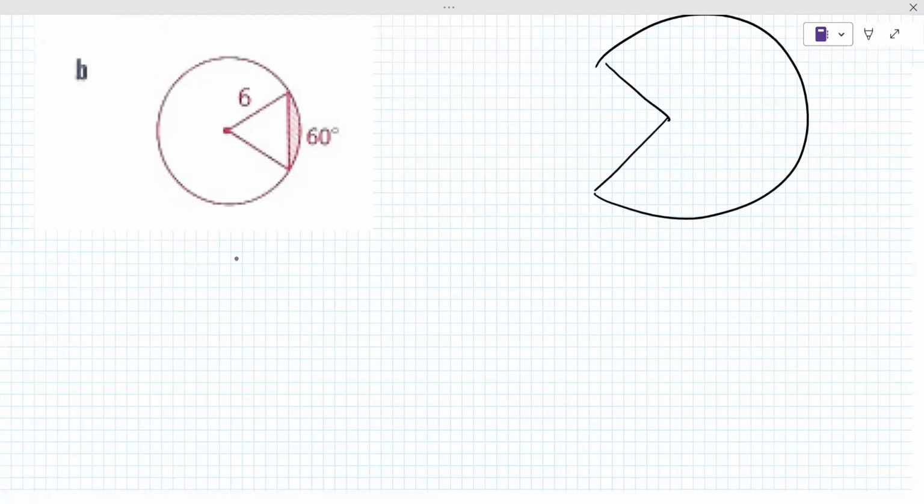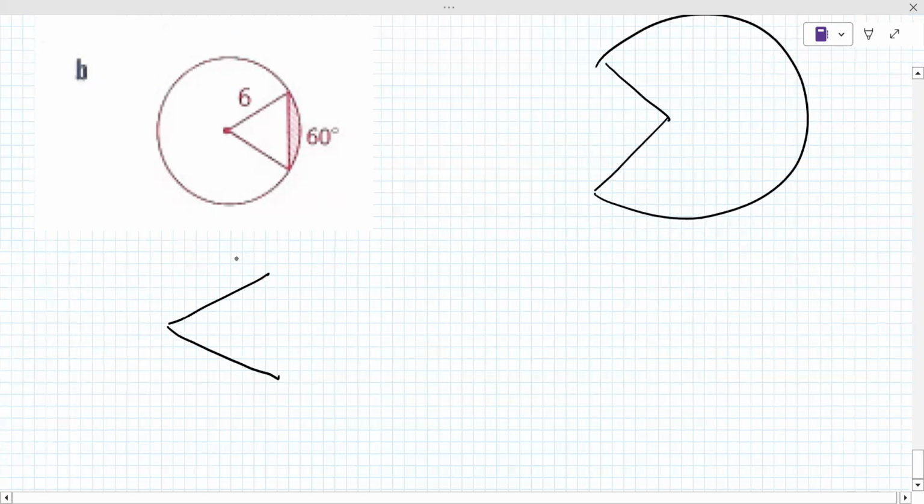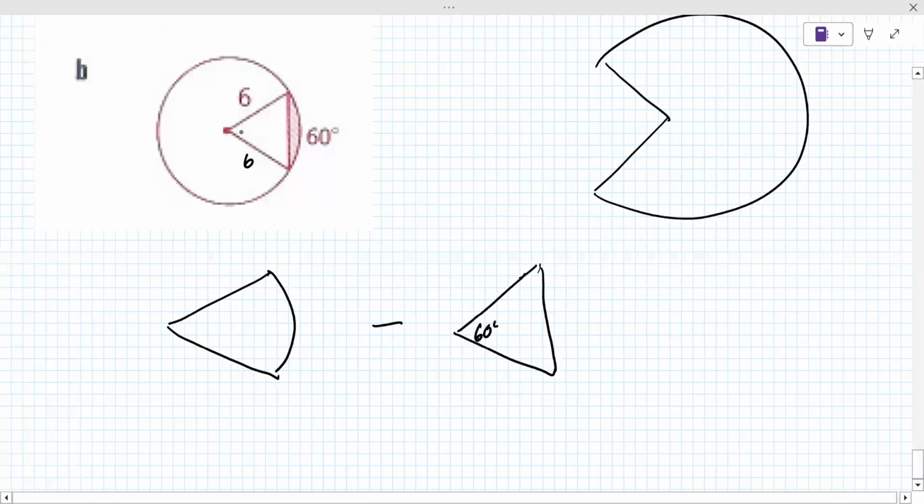This one's same deal. You're trying to find the area of the pizza slice, subtract the area of the triangle. This one is more difficult because it's not a right triangle. It's an isosceles triangle, but when you throw the 60 in here, and you know that the sides are the same, that means the base angles are the same. The only way the base angles can be the same, if this is 60, is if the base angles are also 60. So does that make it equilateral as well?